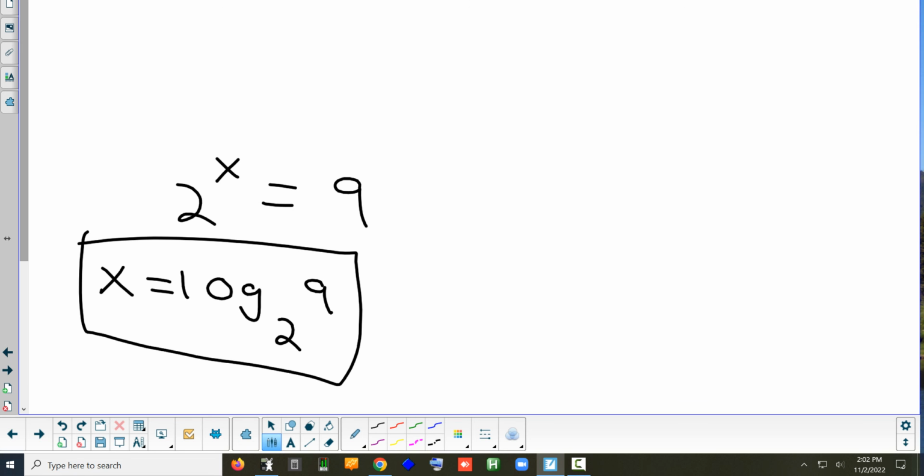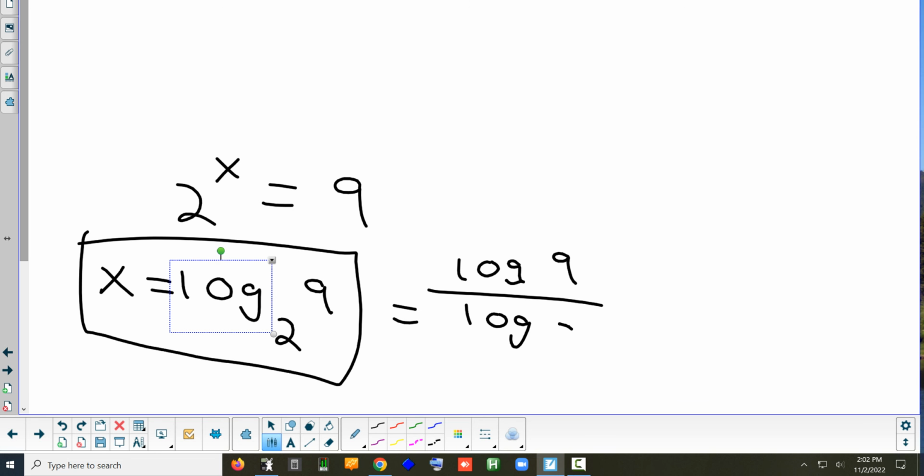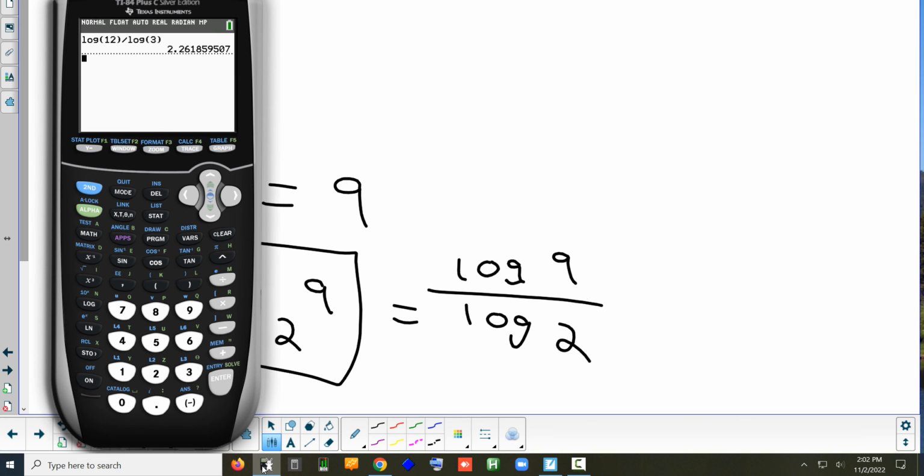Before today, you didn't know how to type in log base 2. Now you do. So you could get the answer to this problem by typing this in as log 9 divided by log 2. Whatever that comes out to, that's the answer to this equation. So now you have to type something in that's not base 10 or base E. And the answer should be between 3 and 4 if you type that in. Okay, be careful when you type it in.